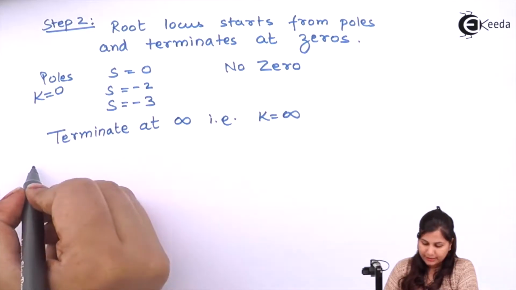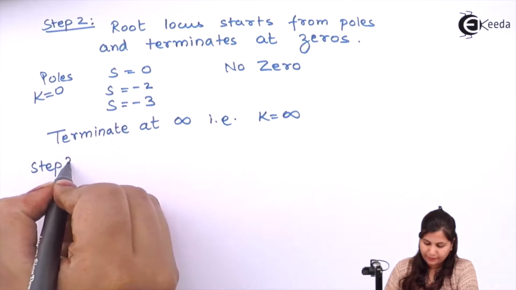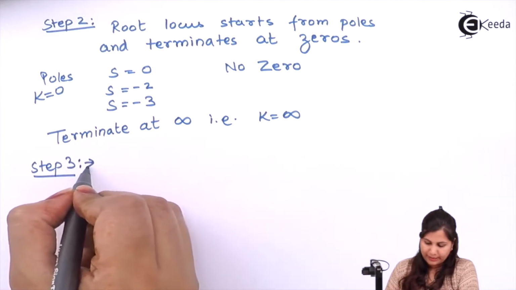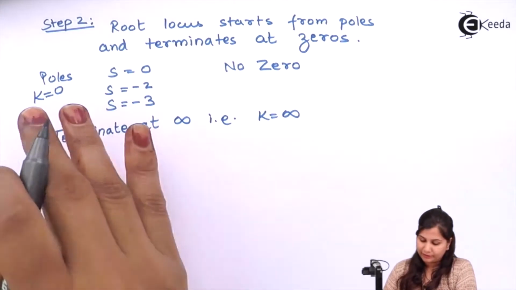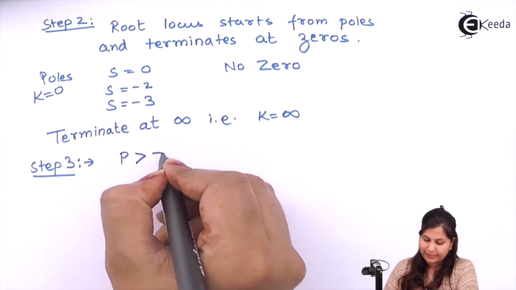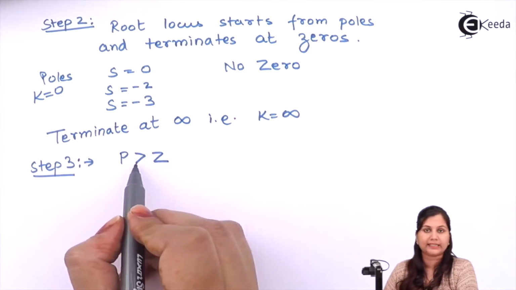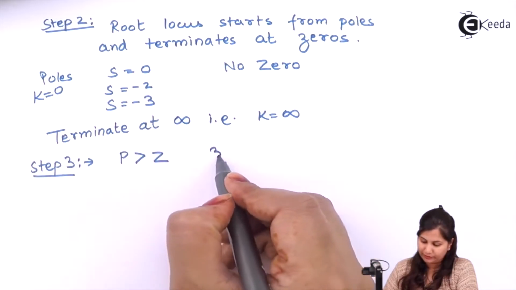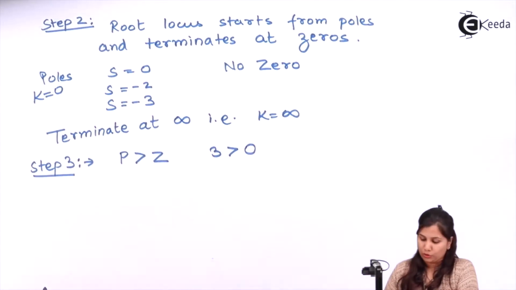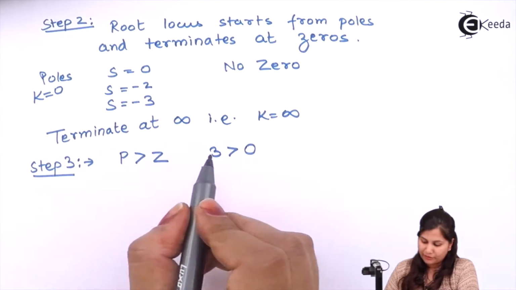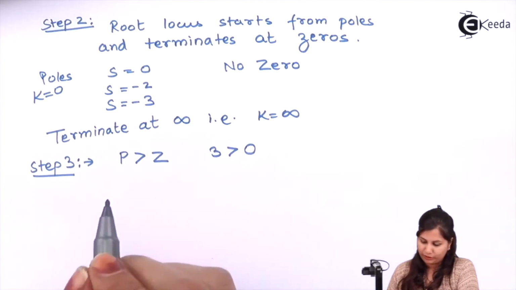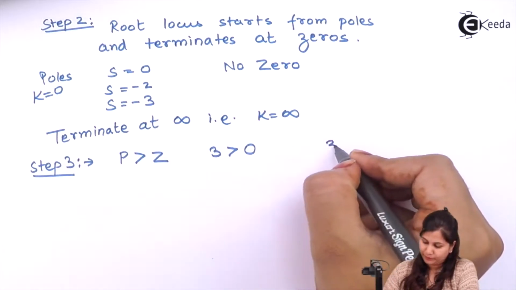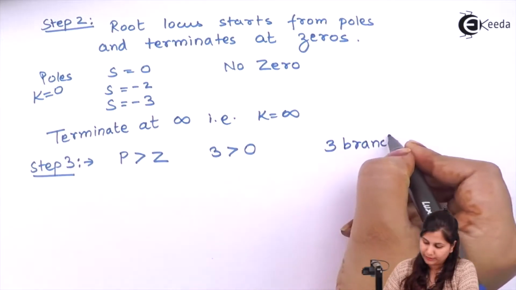Now step 3. In step 3, we will determine the direction of the root locus branches. Here we are having P greater than Z, that is, the number of poles is greater than the number of zeros. Poles are 3 and 3 is greater than 0. So the number of branches will be equal to the number of poles, that is, there will be 3 branches of root locus.